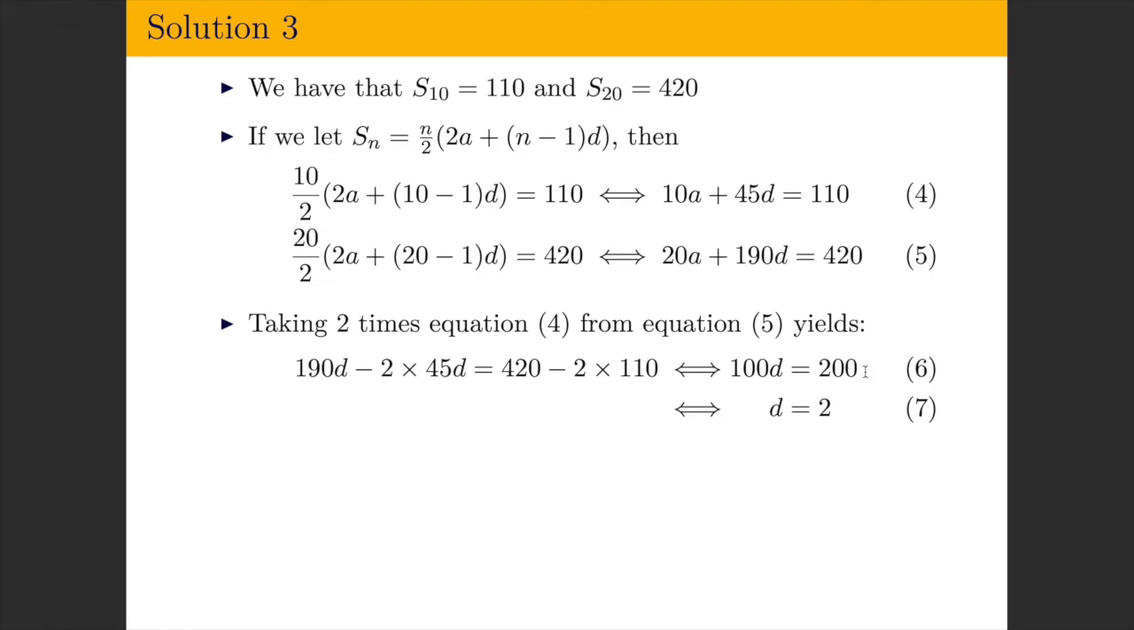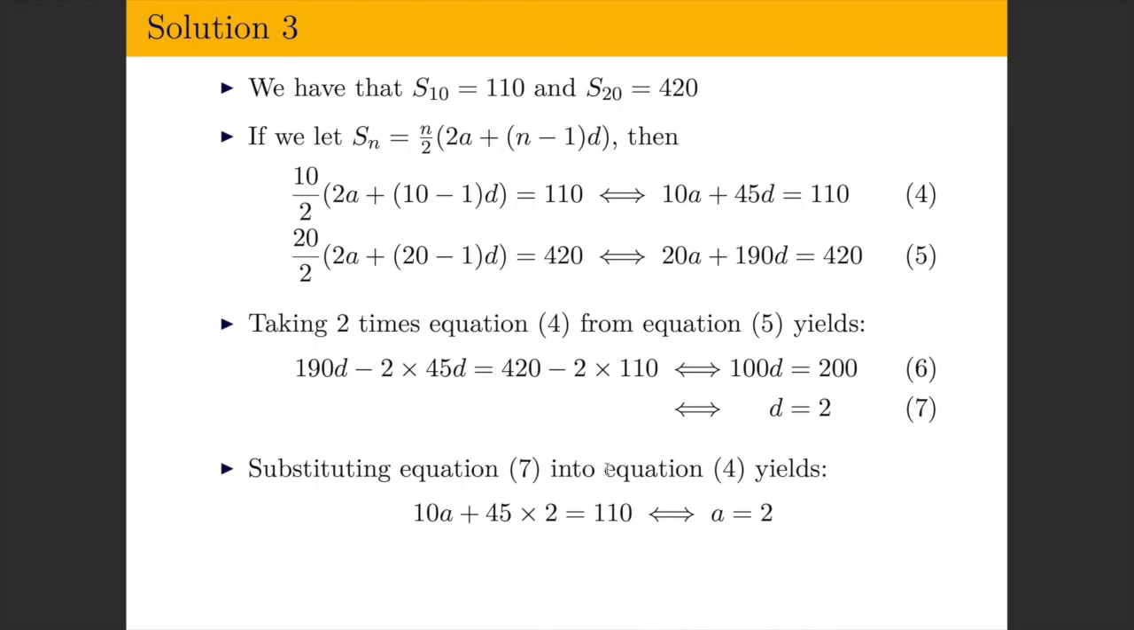Now we can substitute that expression into equation 4 again. So here I've got 10a plus 45 times 2 is 110. When we solve for a, 45 times 2 is of course 90. So take 90 to the other side, which gives us 20. So we've got 10a is equal to 20, which gives us a equals 2.